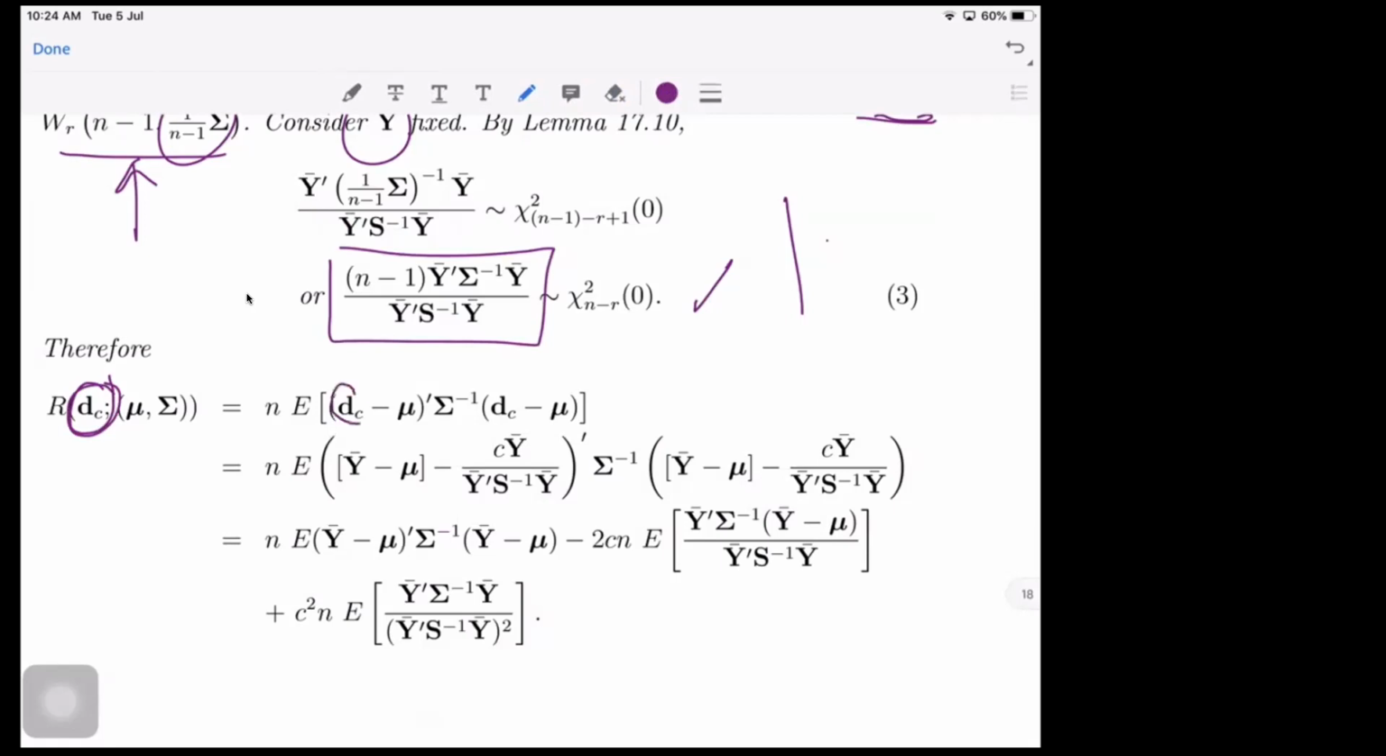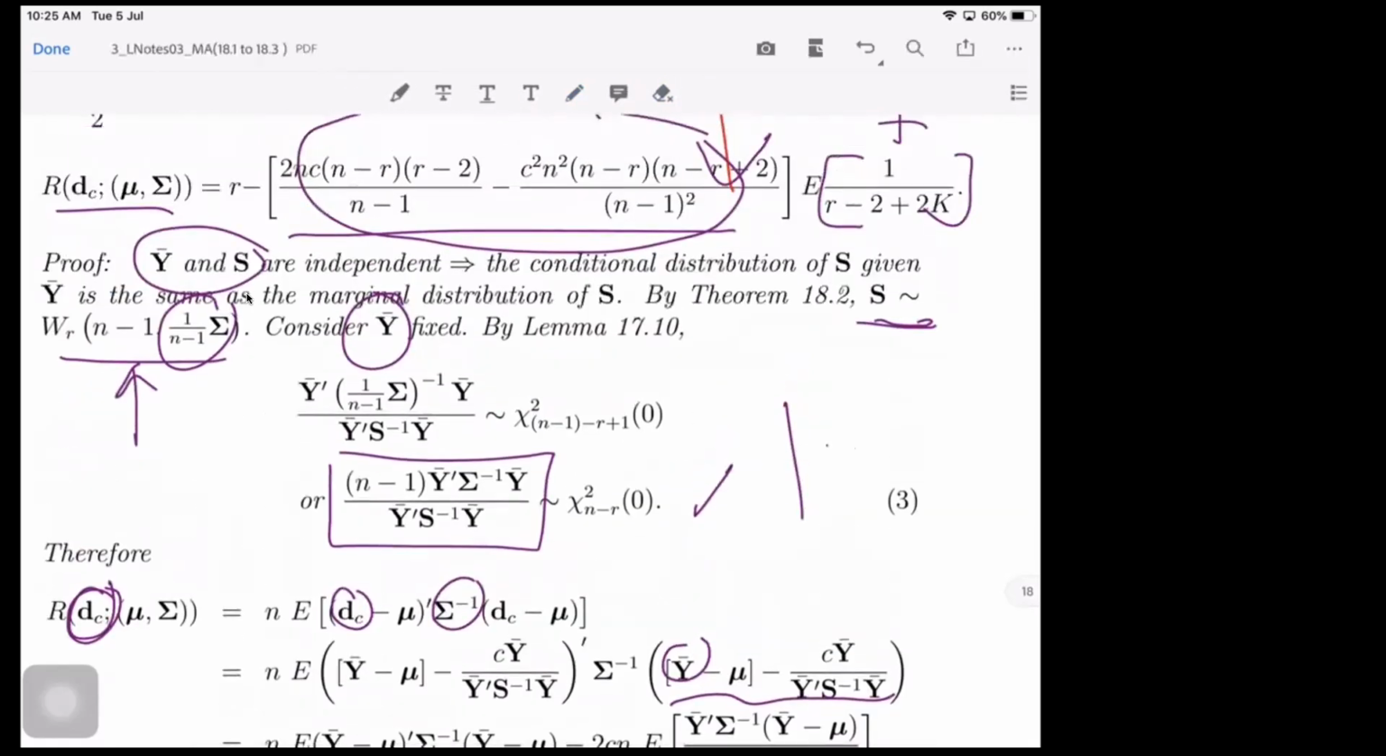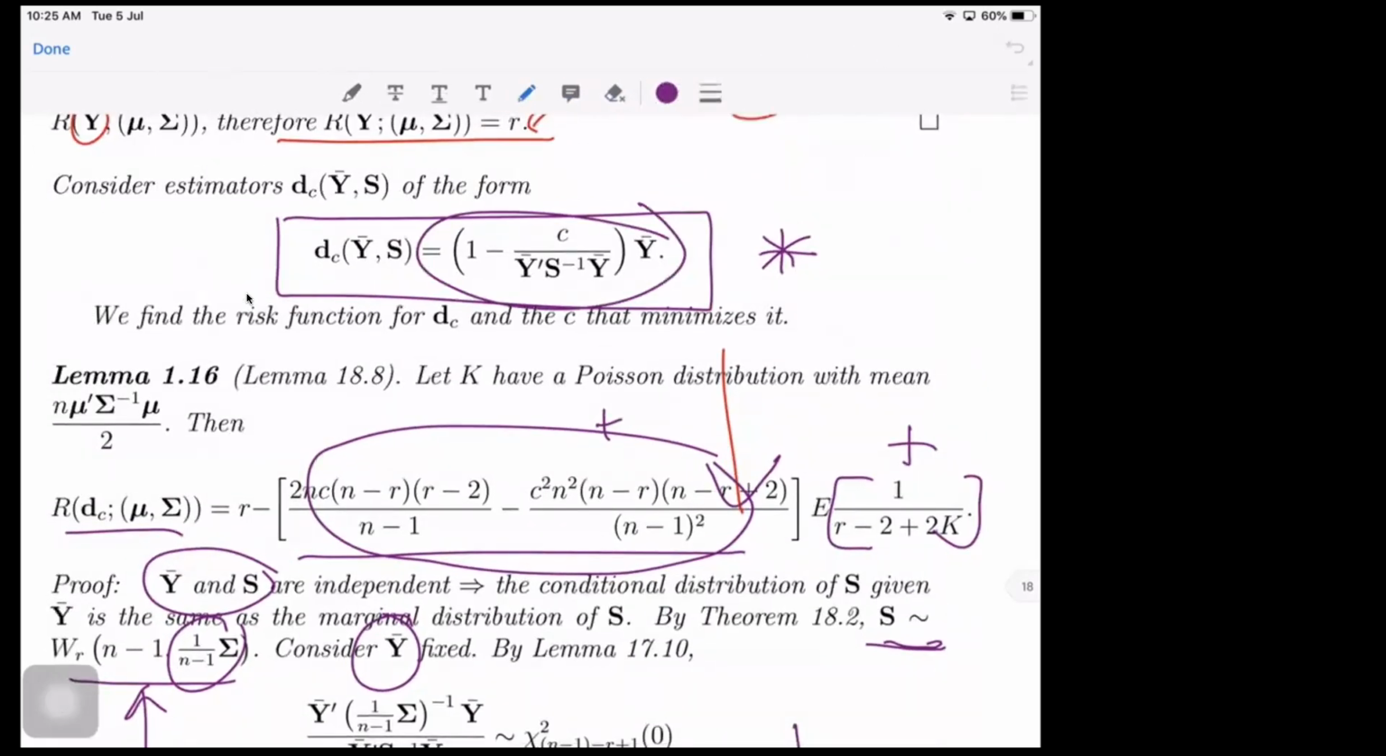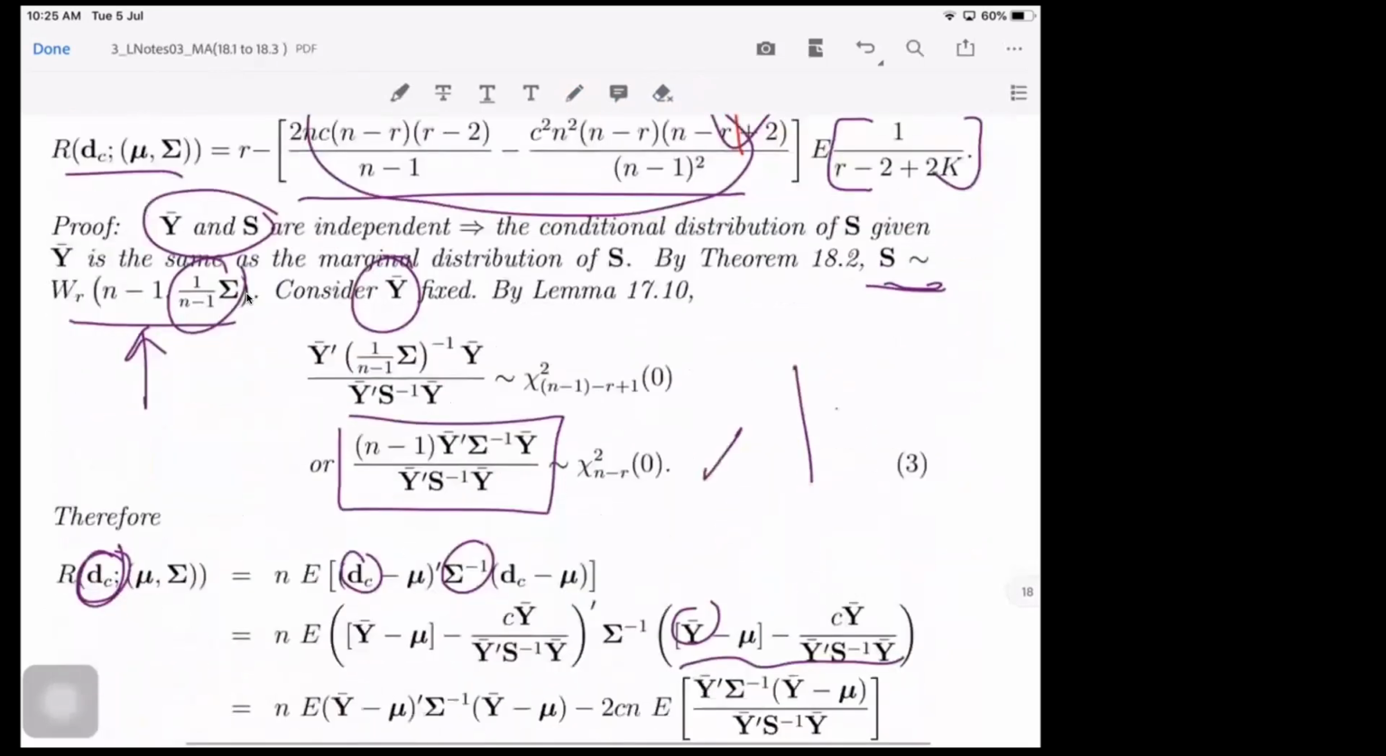Your DC is your Y bar, Y bar, sigma squared. This part here is the form of your estimator. What is your estimator? Your estimator is Y bar minus C Y bar over Y bar prime S inverse Y bar. So this is your estimator. That will be your DC substituted here.